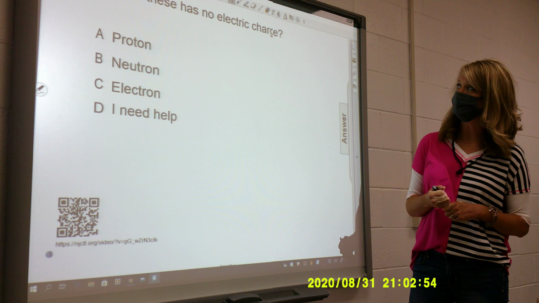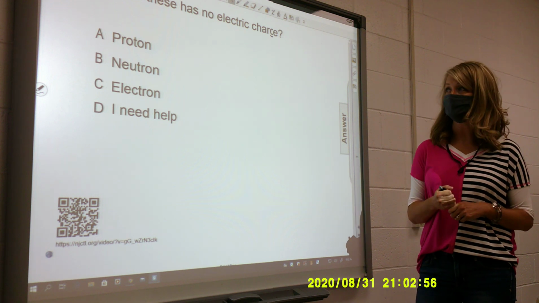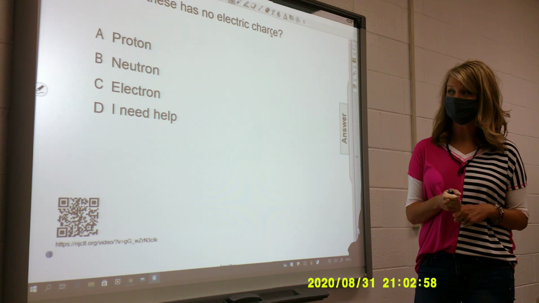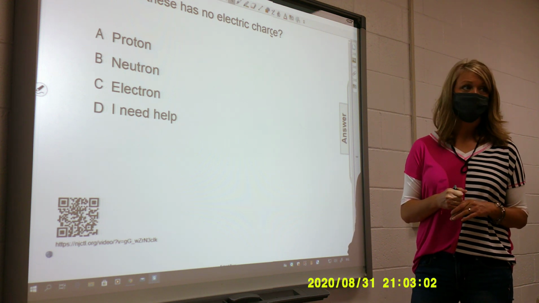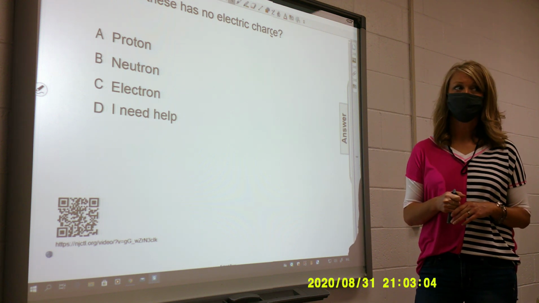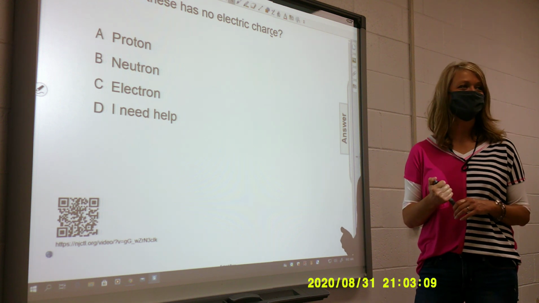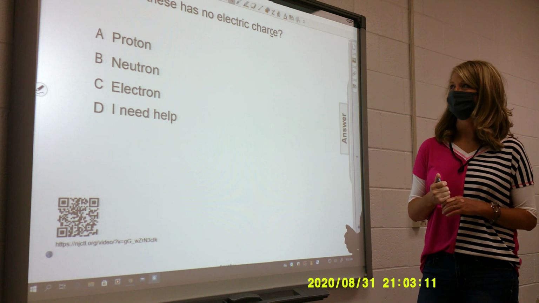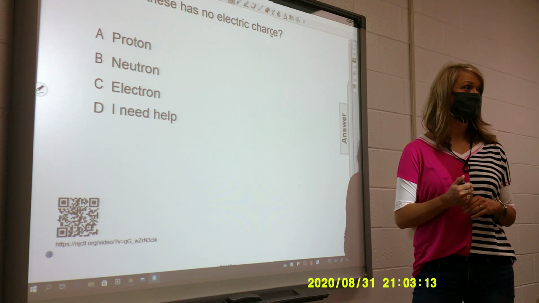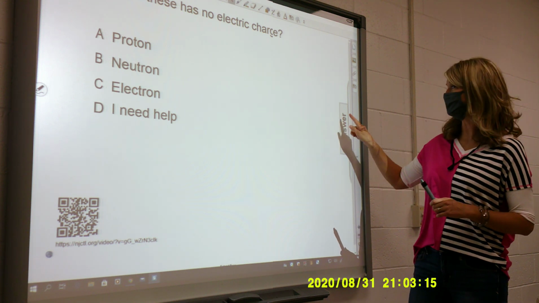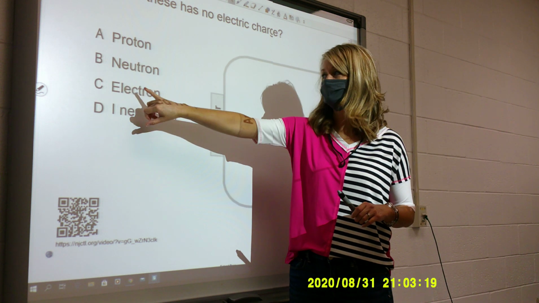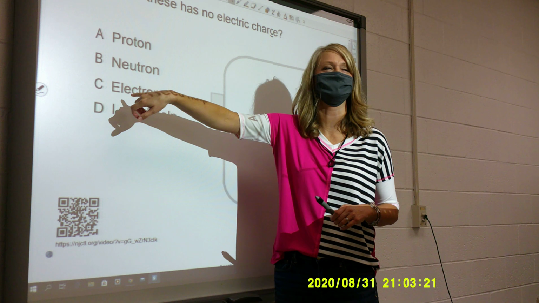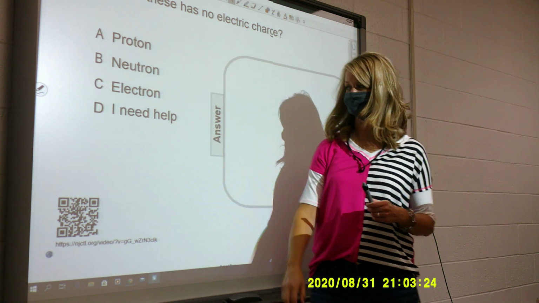Which of these has no electric charge? Roger, what do you think? Proton, neutron, electron, or I need help? No electric charge. Okay, who can help him out? Gibbs, can you help him out? No? We only got one left, John. What do you think? It's got to be neutron, remember? No charge. Neutral, no charge. Electric, negative, and then positive.